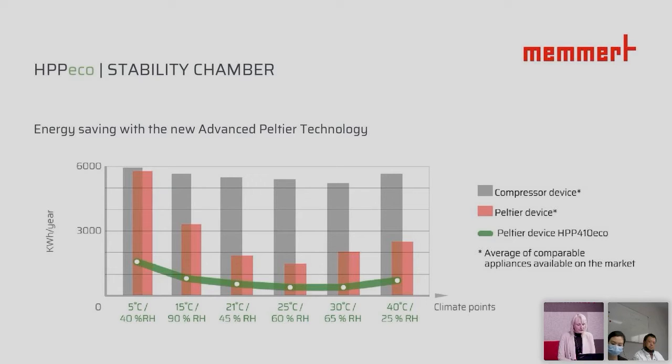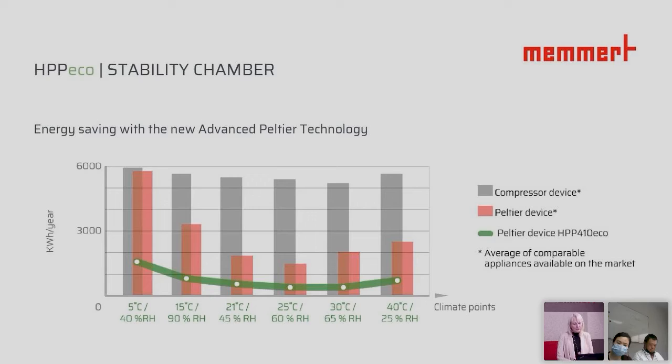Here we can see a chart which gives information on the energy saving with the new advanced Peltier technology. And you can see here on this chart different kinds of bars. The gray bars refer to the energy consumption in regard to a product based on a compressor device. The red bar here gives information on Peltier devices in regard to energy consumption, and the Peltier device mentioned here, which refers to our HPP 410 Eco, that refers to the green line.